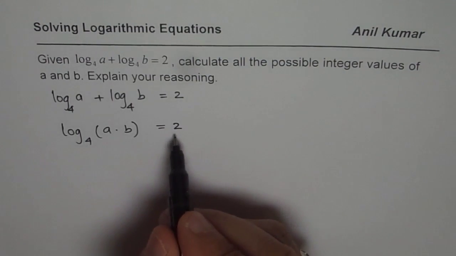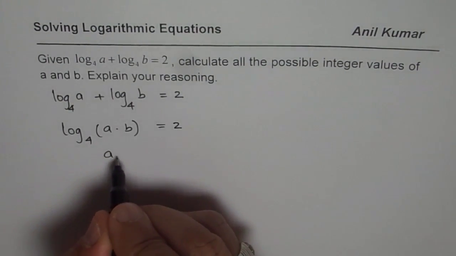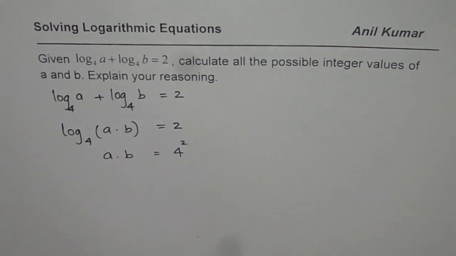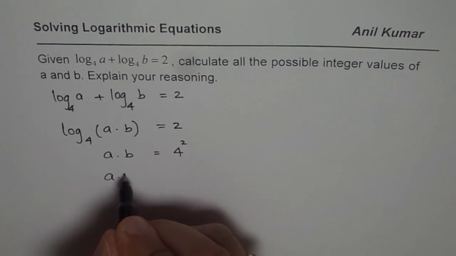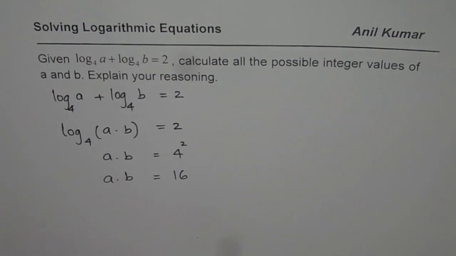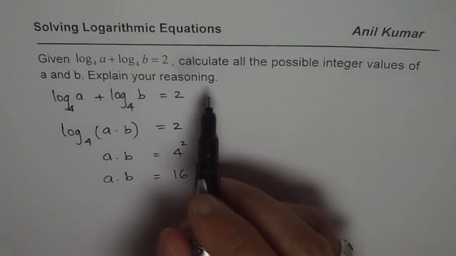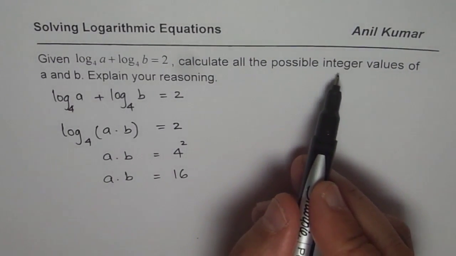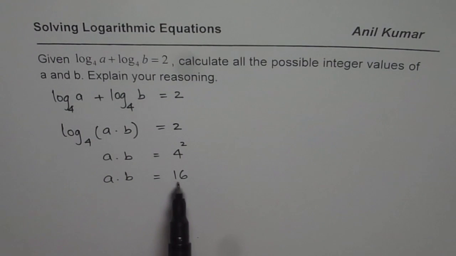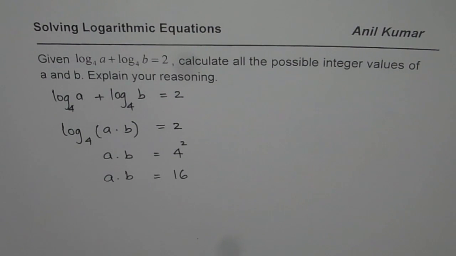Now we can write this in exponential form. So we get a times b equals 4 squared, which is 16. So we have a times b equals 16. Now I think the answer is very clear. Calculate all possible integer values of a and b. So that means we are looking for the product to be 16, right?